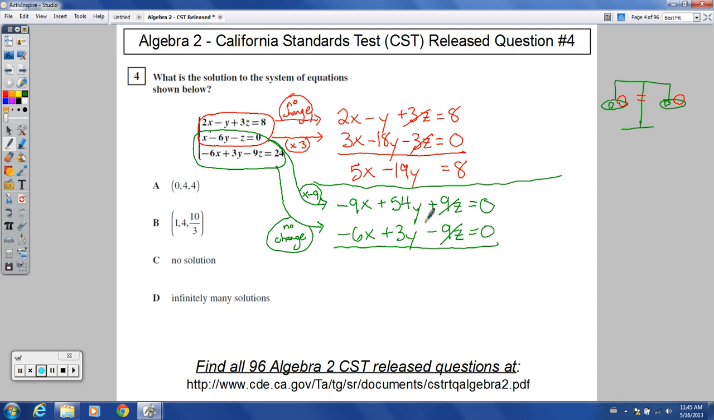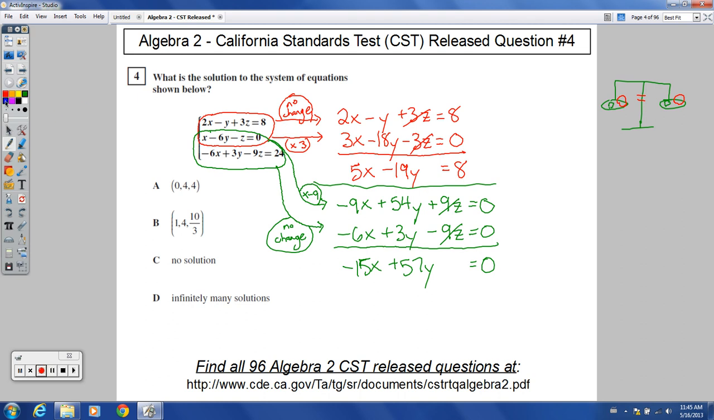And so this right here canceled. This would be negative 15x. And this would be pretty large here, but we've got 57y. That would equal 0. So from there, now I'm going to take a look at these two equations and combine those together.